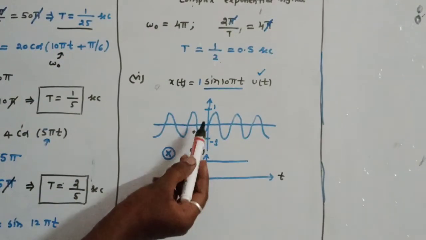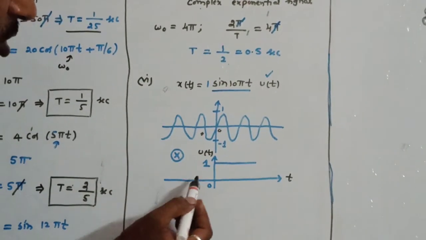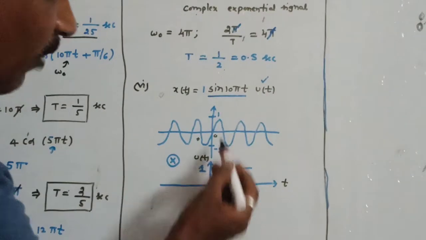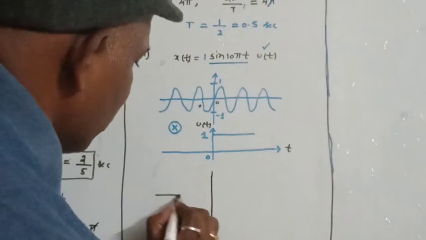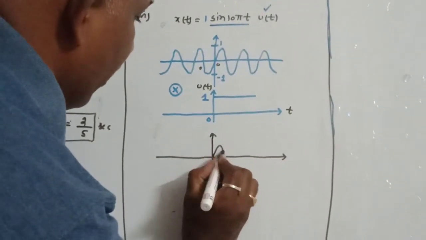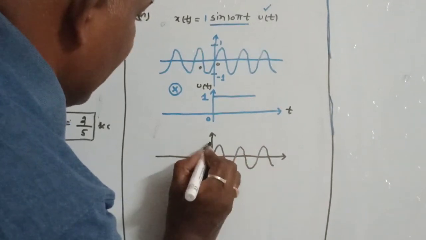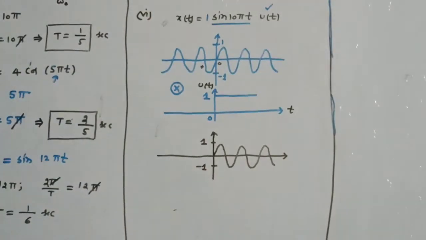The left side is 0. On the left side, any waveform multiplied by 0 is 0. On the right side, any waveform multiplied by 1 is the same waveform. Therefore, the right side portion of the waveform will remain and the left side portion will come out 0. So it will be drawn as the multiplication with u of t. I said earlier, the waveform only starts from t is equal to 0.